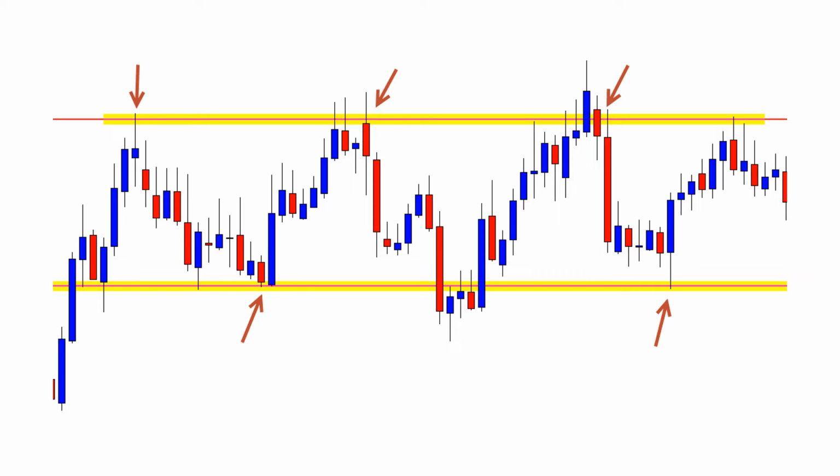Price can never hold at these levels forever. That means prices can break out of the support and they can break out of the resistance levels. And you can also sell or buy when price breaks out of these levels.